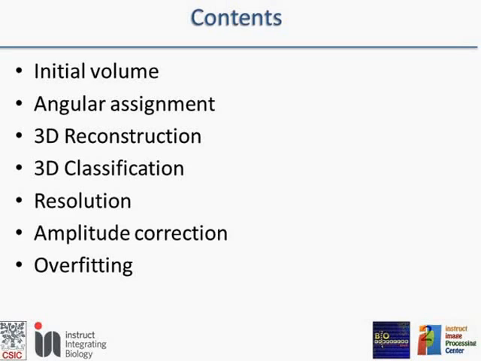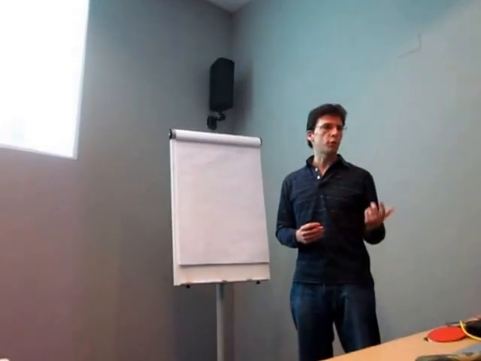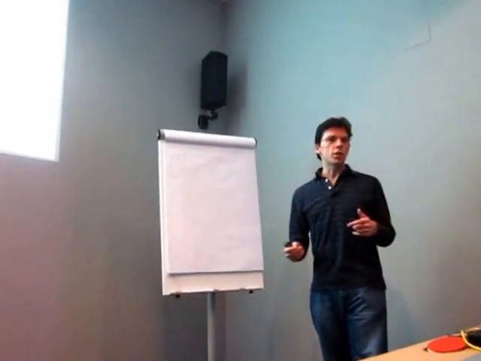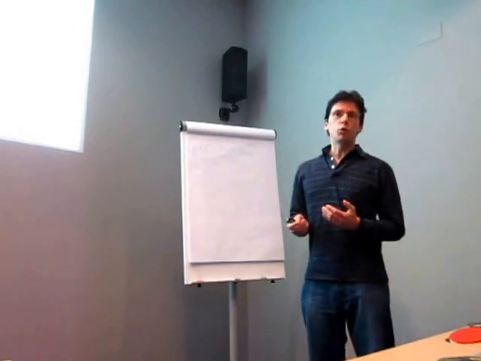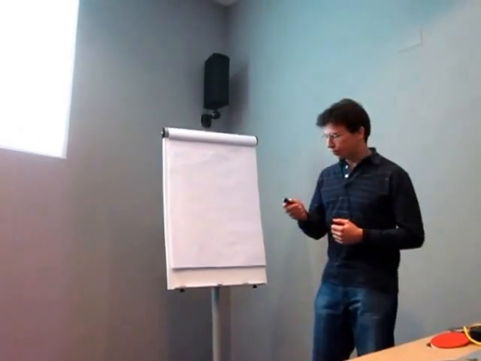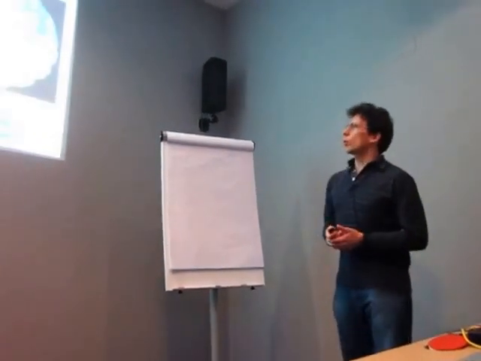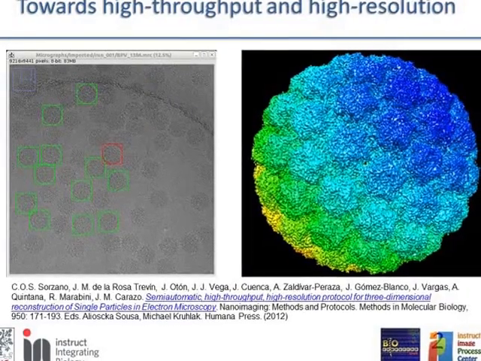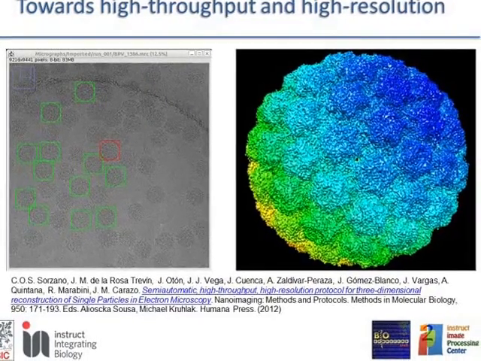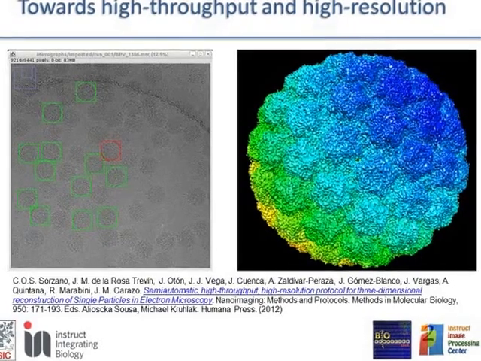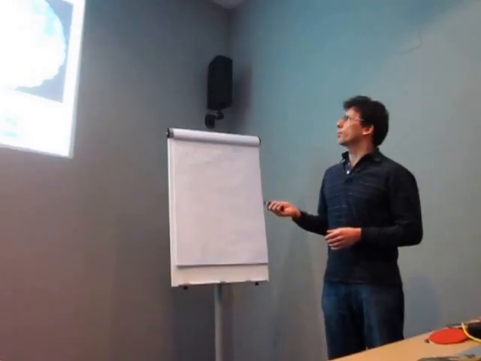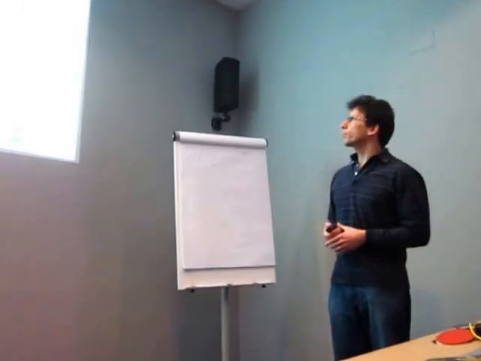Then an issue of amplitude correction. You remember yesterday from the CTF, normally the phase is corrected at the level of the micrograph, but the amplitude is corrected at the level of the volume. And then how to avoid overfitting. Okay, so this is our goal. So our goal is to take our projections from the micrographs, each one of these boxes here, and to combine them into a 3D reconstruction, like this one here.